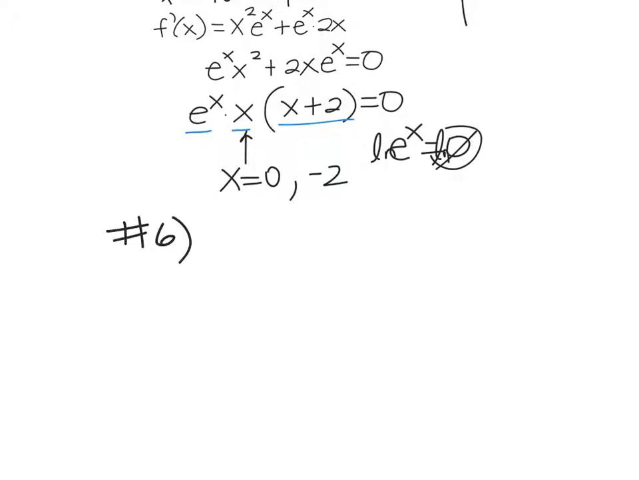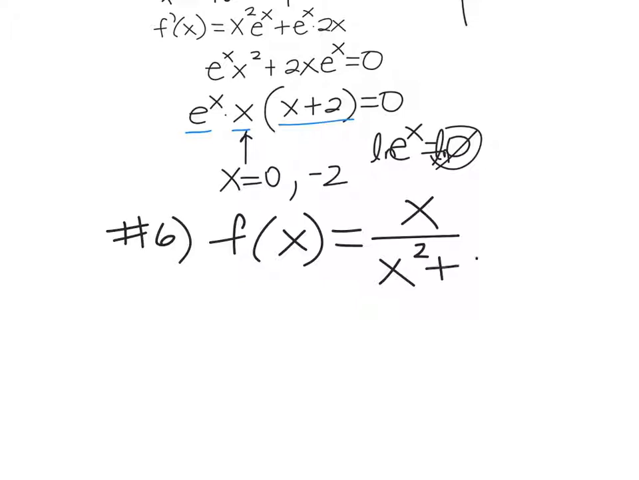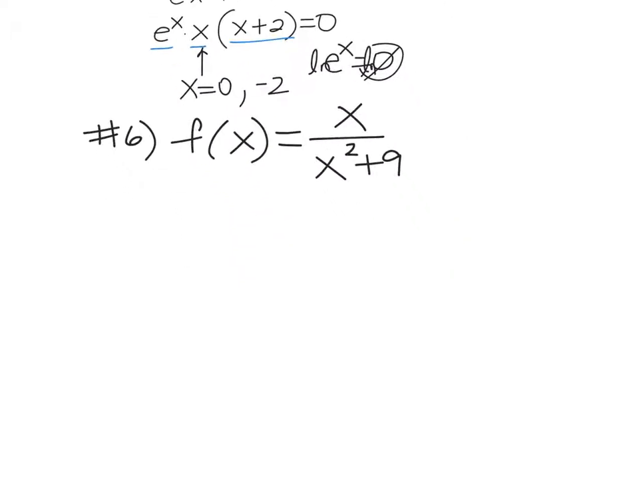Number 6. Let's do a rational function. Let's do f of x equals x over x squared plus 9. I'm not going to give you an interval on this one. Okay, so there's no endpoints to check, which is nice. So now we've got to find the critical points. So we just have to take the derivative. The function you don't need to worry about.